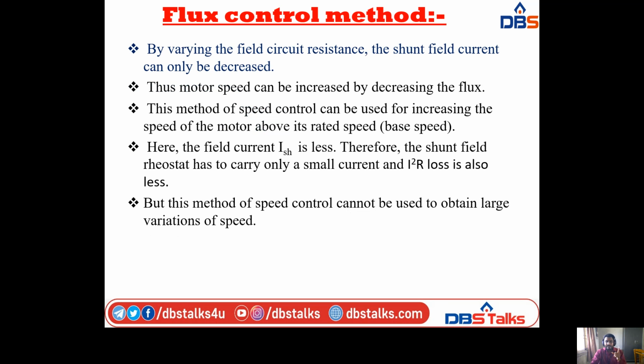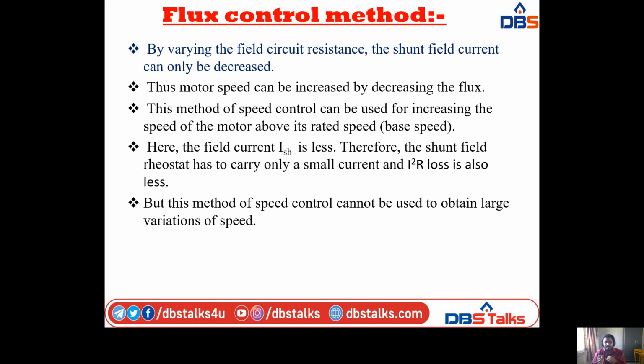By varying the field circuit resistance, that is the rheostat, the shunt field current can only be decreased. Thus motor speed can be increased by decreasing the flux. I already said that previously. In this case, speed is inversely proportional to the flux. That means motor speed can be increased by decreasing the flux.